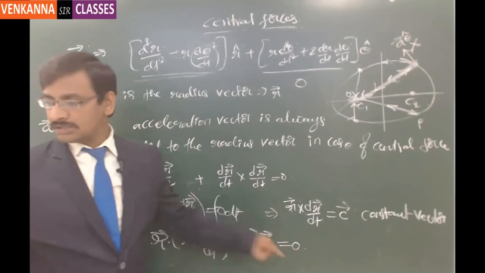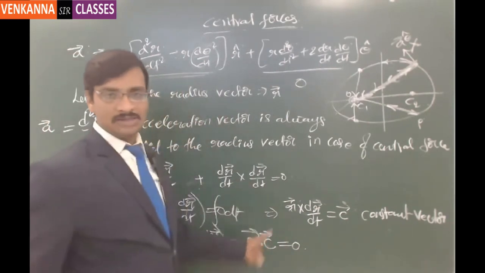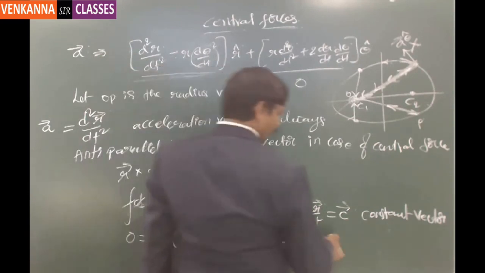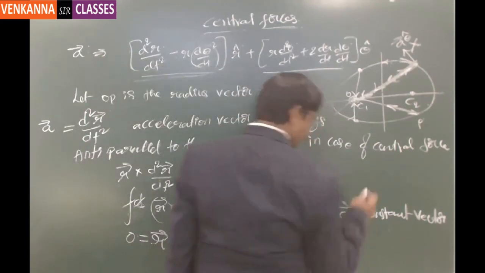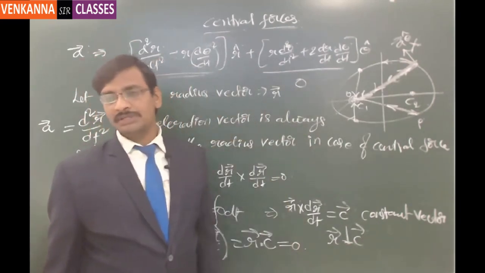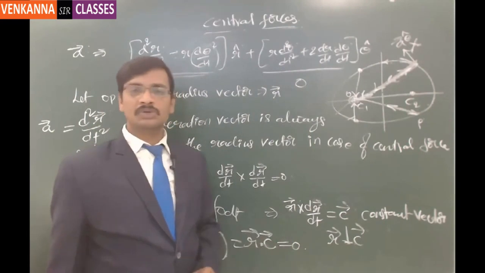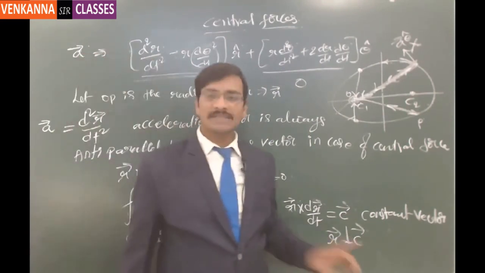And c is a constant vector. So r dot c is always 0. Hence r and c are always perpendicular to each other. So if these two are perpendicular to each other, what it essentially conveys for us is that c is a constant vector.